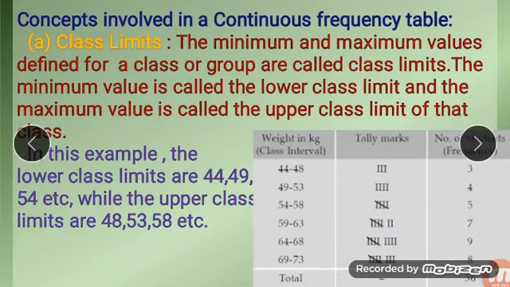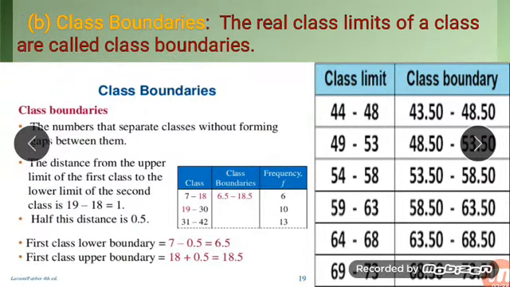Then we discussed some concepts involved in a continuous frequency table. The first one is class limits. The minimum and maximum values defined for a class or group are called class limits. We have here 44 till 48. 44 is the lower class limit, whereas 48 is the upper class limit. So class limits give limits to that particular class, that the weight between 44 and 48 can be recorded in this class.